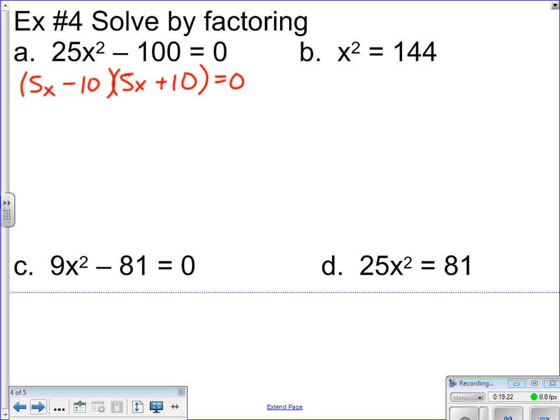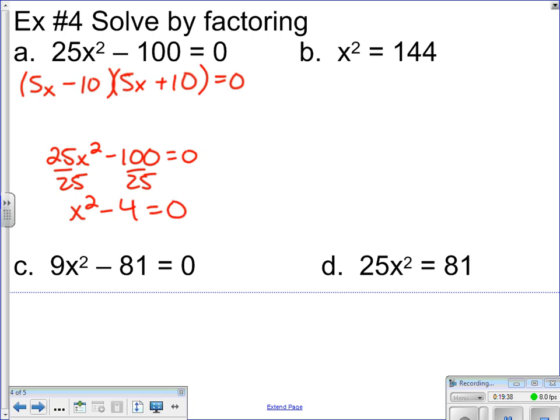Or you could have divided by 25 first. If you notice, both numbers were divisible by 25. So you would get x squared minus 4 equals 0. And that's a much smaller problem to solve. And it would result in two parentheses, x minus 2, x plus 2. You wouldn't have had to do anything with that 25 in the front because it's a number, it doesn't have a variable. If there's no variable part of it, then it doesn't have any bearing on the solution at all.